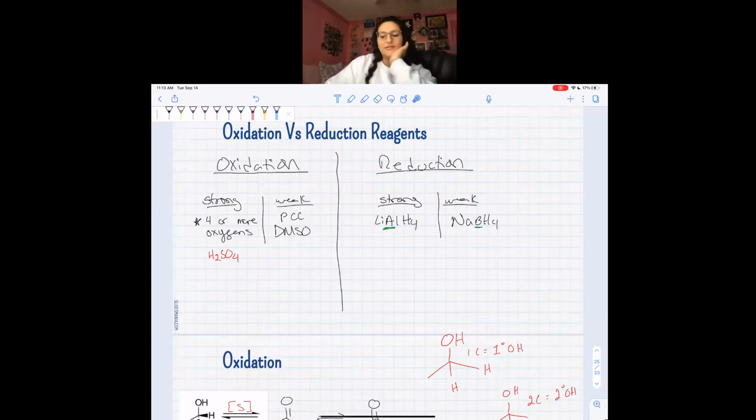For reducing agents, it's a little bit more straightforward because we only have 2 reagents. A is strong, B is weak. PCC, you don't really have to worry about what exactly it is because it'll tell you just PCC. Just know that it's a weak oxidizing agent.